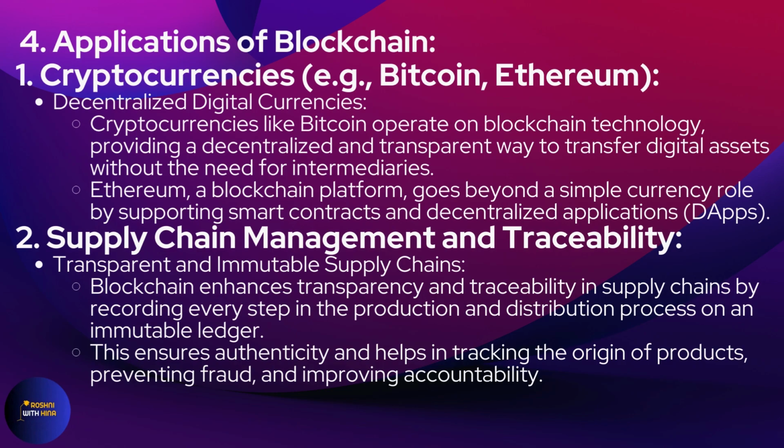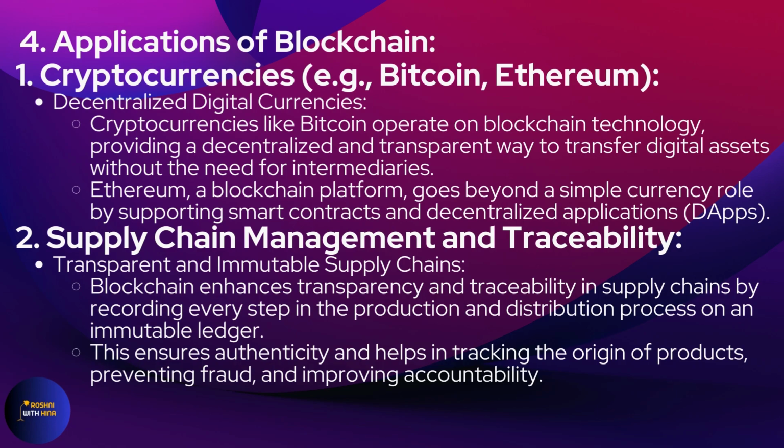Number 3, applications of blockchain. Cryptocurrencies, examples Bitcoin, Ethereum, decentralized digital currencies. Cryptocurrencies like Bitcoin operate on blockchain technology, providing a decentralized and transparent way to transfer digital assets without the need for intermediaries. Ethereum, a blockchain platform, goes beyond a simple currency role by supporting smart contracts and decentralized applications, DApps.